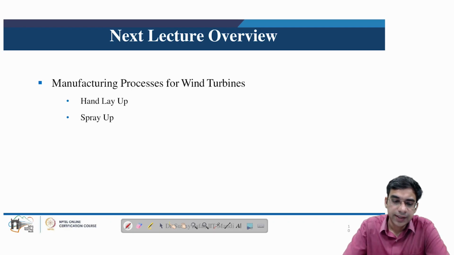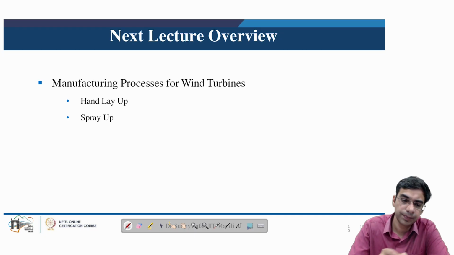Now, from the next lecture, we will see the manufacturing of wind turbine blades, specifically utilizing specialized manufacturing processes, wherein the raw material will come in the form of resin, that is epoxy, and the reinforcement will be in the form of carbon or glass fibers. So we will see the hand layup and the spray layup process in the next lesson.